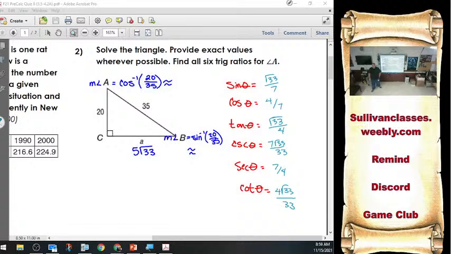This one's got a lot going on. Because it was over 20 or 35, and that reduces. What's outside of radical land reduces with what's outside of radical land. Okay?